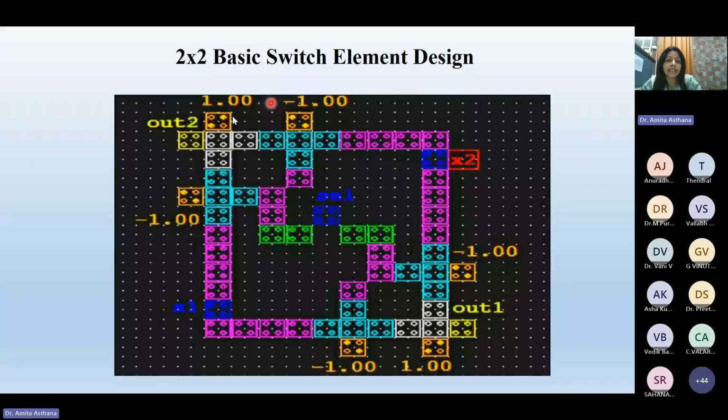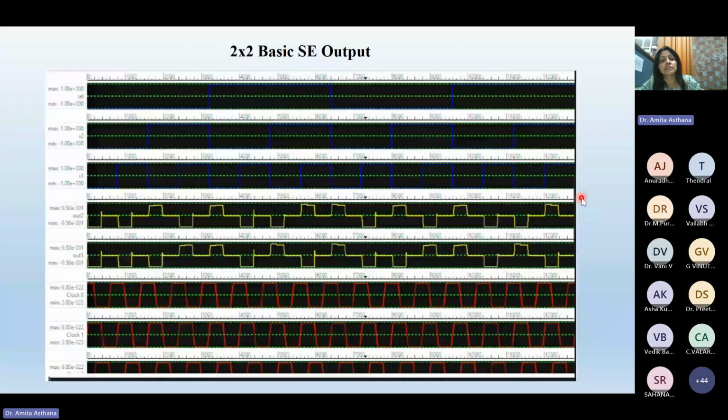I have designed this so that minimum area is required and minimum power dissipation can be achieved for the given circuit design. This is the 2x2 basic switch element output, which can be seen from the figure. The output has been verified, obviously.